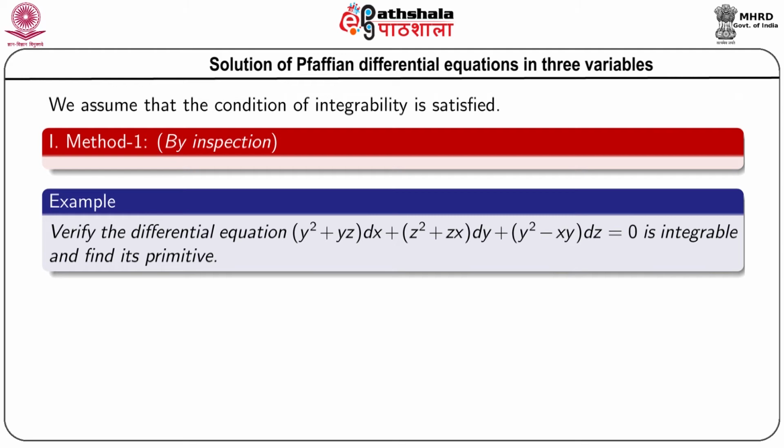Before discussing different methods, we are assuming the condition of integrability is satisfied for all the equations. Method 1 is by inspection. In this method we have to find the integral by inspection. So, let us take one example. In this example we need to solve the equation which is given here. First of all, we check the integrability condition of this equation.